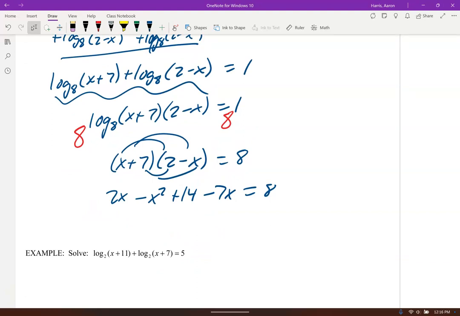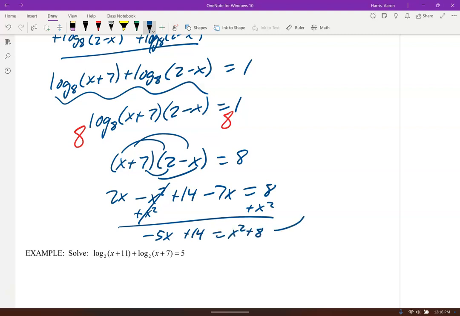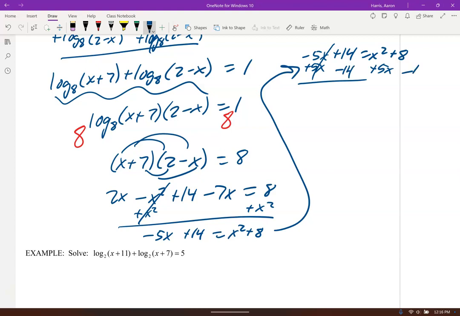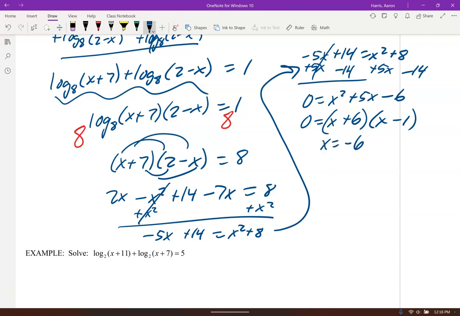And let me get one side equals 0. So let me get all my x squared on the right-hand side here. And I got 2x minus 7x, I got -5x plus 14 equals x squared plus 8. Let me add 5x to both sides. So we got 0 equals x squared plus 5x minus 6. So we got (x + 6)(x - 1). So I got -6 and positive 1.